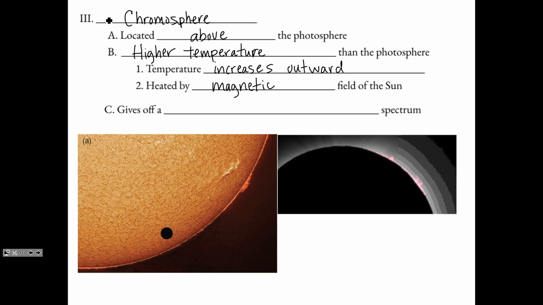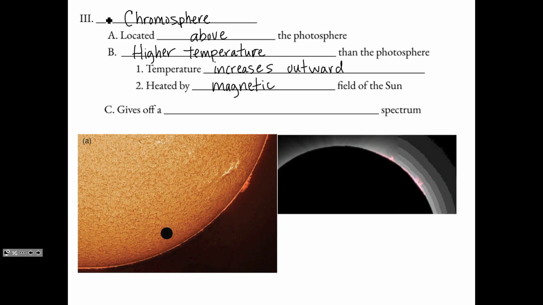Okay. All right, so if the photosphere gave off an absorption spectrum, the rainbow of colors with a few colors missing, the chromosphere is different. The chromosphere gives off a color, so chromo, color, photo, light.